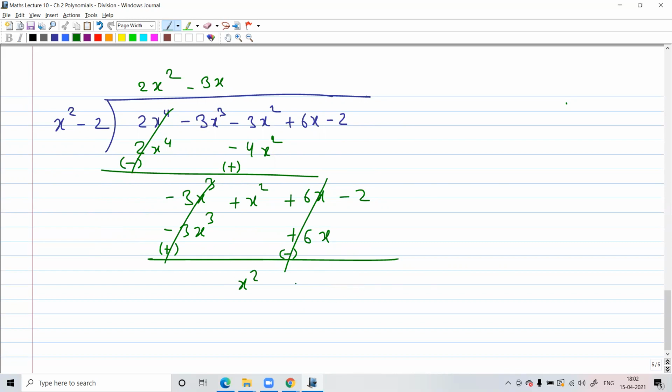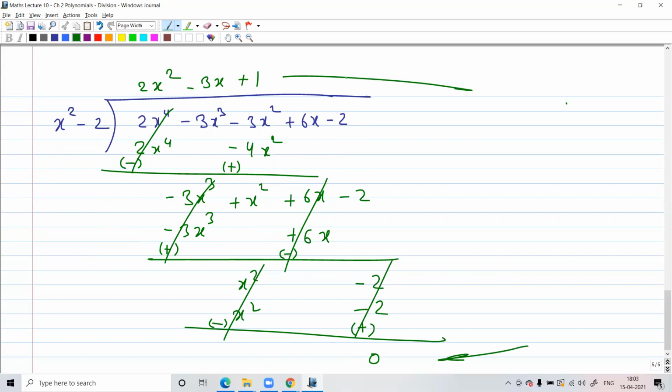So you can write it like this: x square minus 2. Now what do I have to multiply to x square to get x square? Of course, it is just a 1. So x square into 1 will become x square, and 1 into minus 2 will become minus 2. Change the sign again. This is also 0. So our remainder has become 0, and this is our quotient.